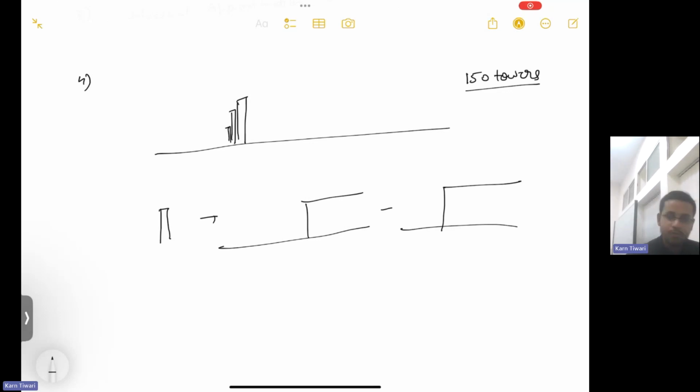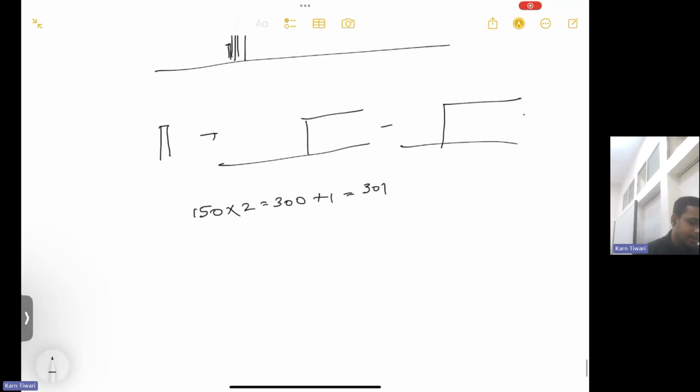So if you subtract the two functions, you are going to get a tower. So each tower needs 2 neurons. Total 150 towers will be needing 300 neurons, plus one neuron which aggregates all the neurons' outputs. The answer for this is 301.